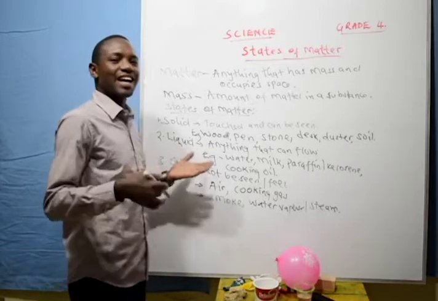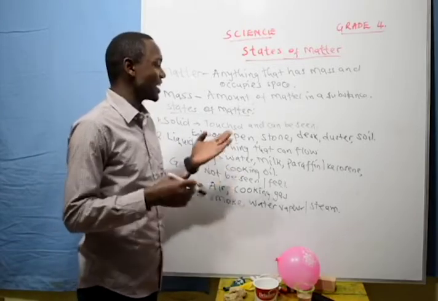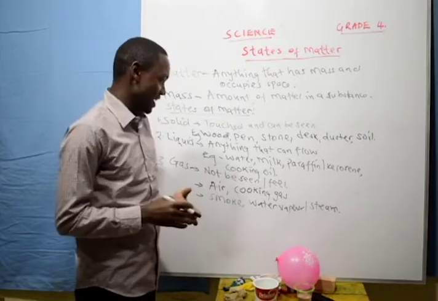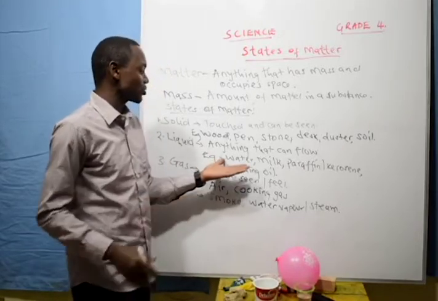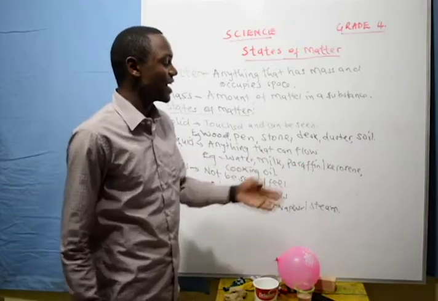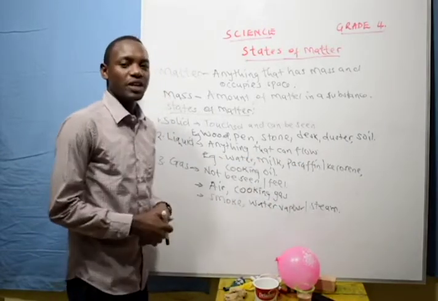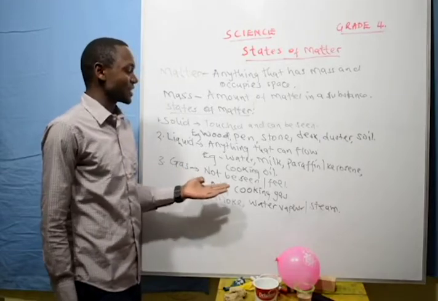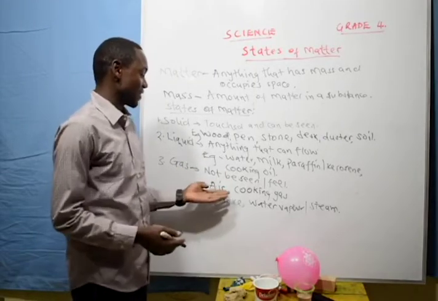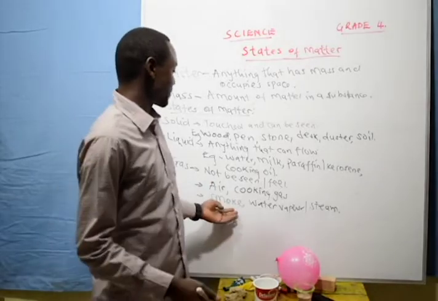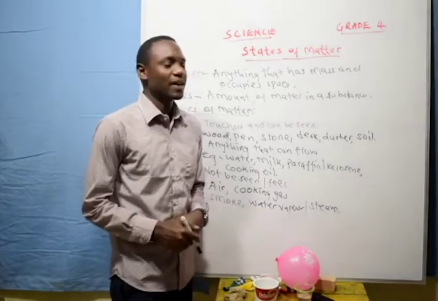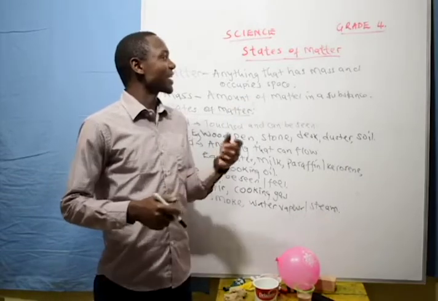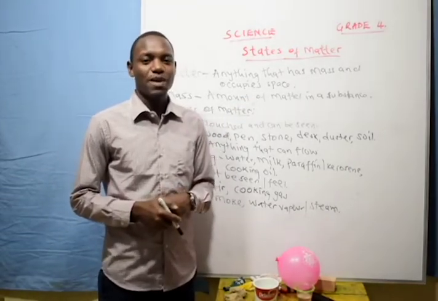We said anything that can flow is called a liquid. Liquids cannot stay on their own. They have to be put in a container. So the examples of liquids we have are water, milk, paraffin, kerosene, and also cooking oil. Then we have gas. Gas cannot be seen, but we can feel gases. For example, air, cooking gas, smoke, water vapor. So those are the three states of matter. In the next lesson, we are going to look at the characteristics of the states of matter. Thank you.